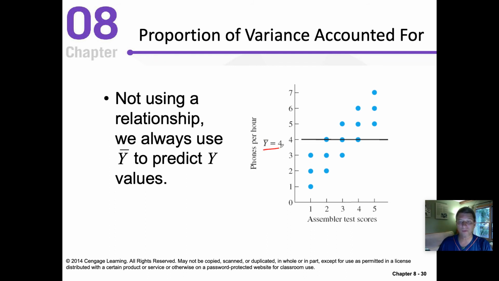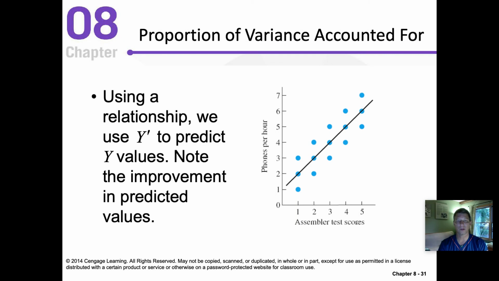But the average number of phones per hour of all 5 of these workers is 4, even though assembler number 5 is putting together up to 7 phones in an hour, and for assembler number 1 the highest number of phones he produces is 3. So in this case, we always use the value of the average y to predict the y values. Now, on the other hand, using the linear regression relationship, we use y prime to predict the y values. Note the improvement in predicted values.